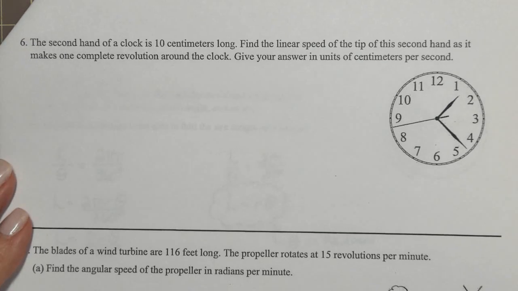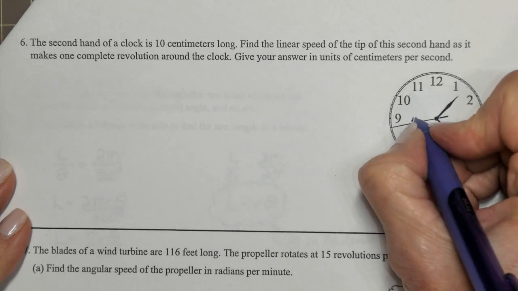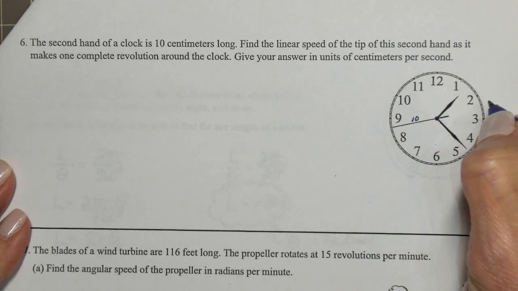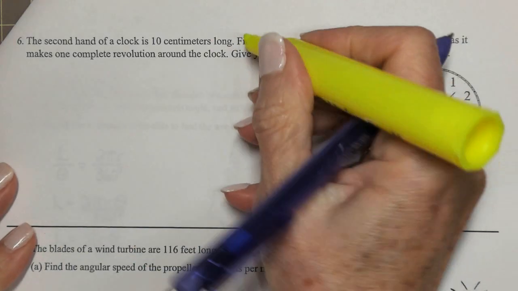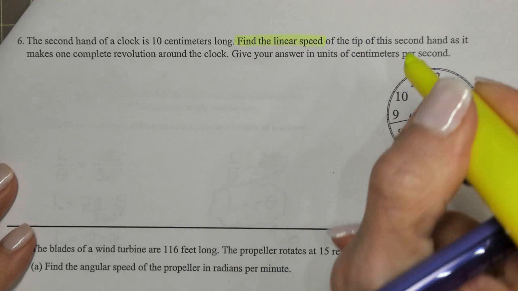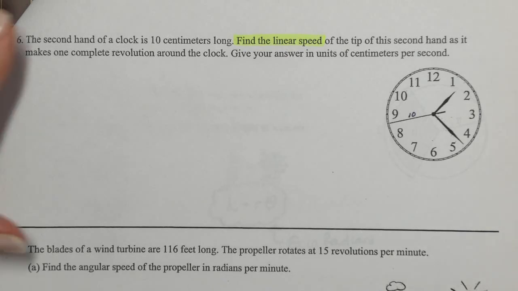The second hand of a clock is 10 centimeters long. Find the linear speed of the tip of this second hand as it makes one complete revolution around the clock.